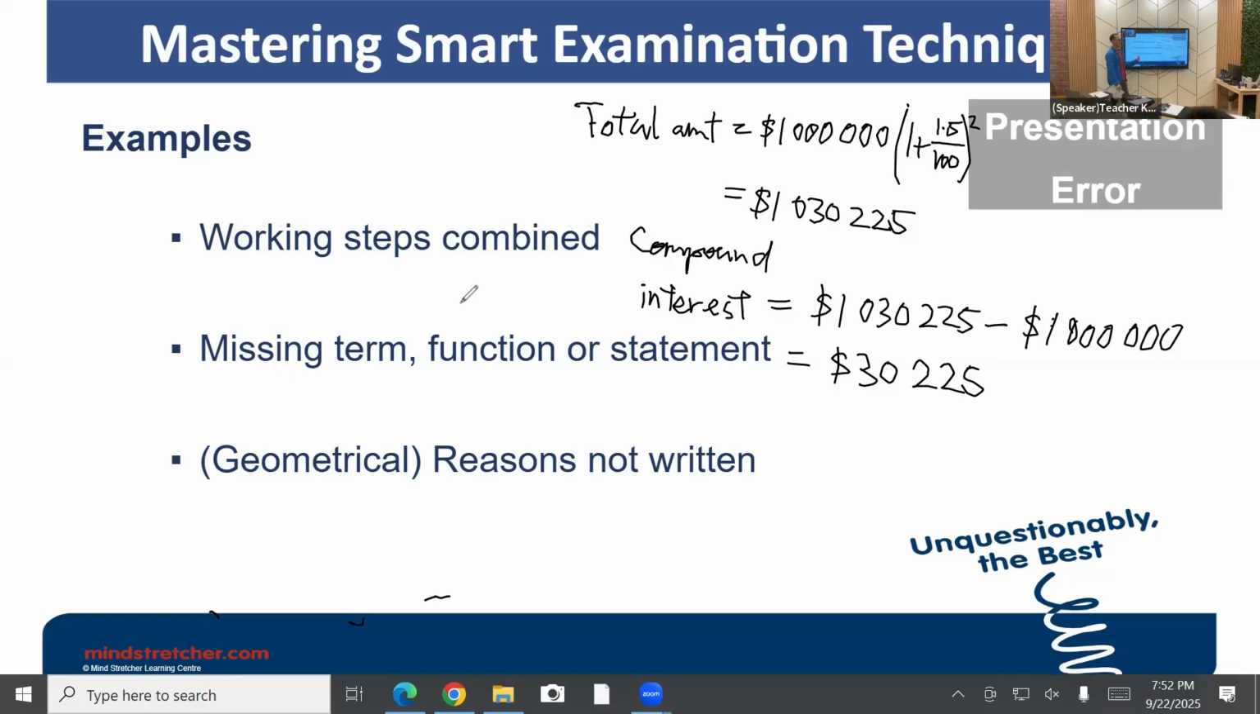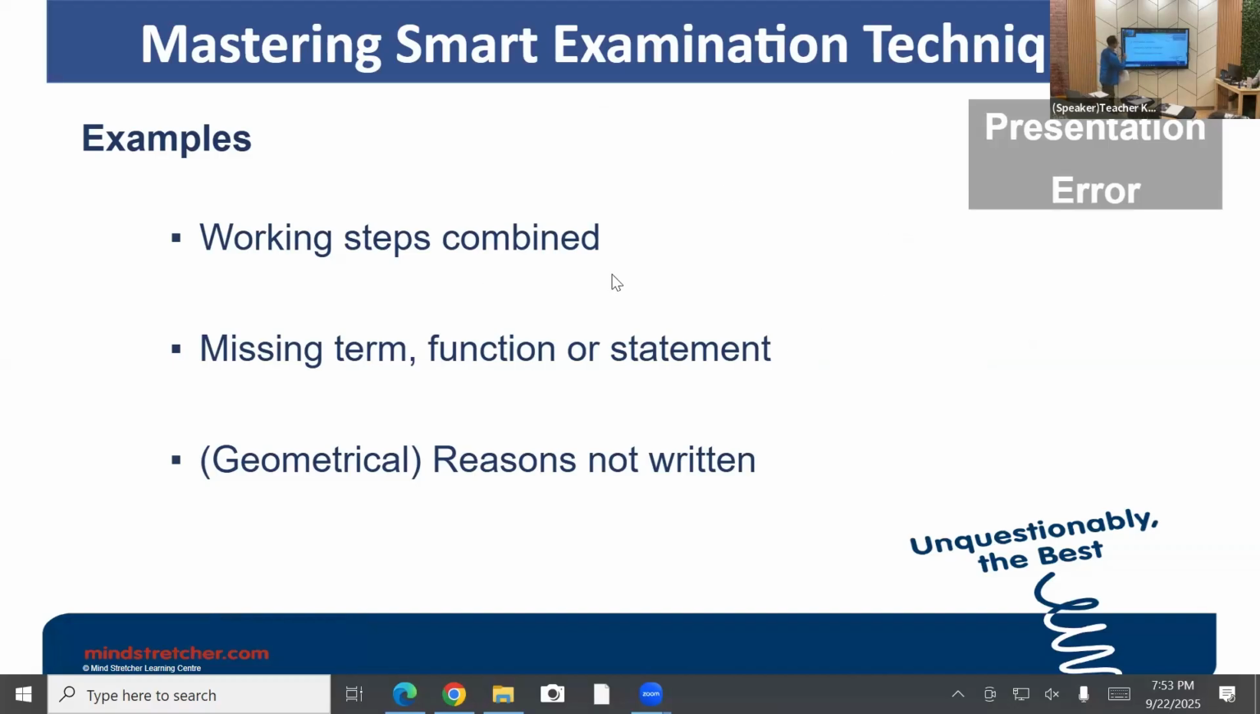And lastly, of course, this should be very familiar to you. Geometrical reasons not written. Whenever we talk about geometry, like finding angles, whether it is an alternate angle because of parallel lines, or a corresponding angle, or even when we are talking about similar triangles or congruent shapes, we will need to write the geometric reason before we can prove that it is similar or congruent. If these reasons are not written, you may lose marks because of that, okay? All right, then the next one. Oh, sorry, let me erase this first.